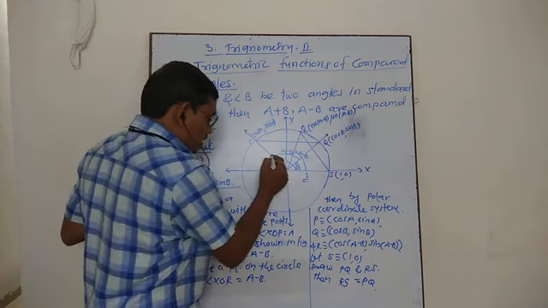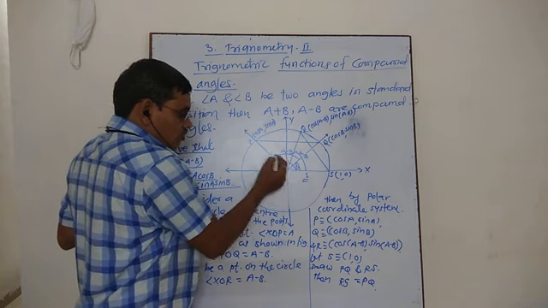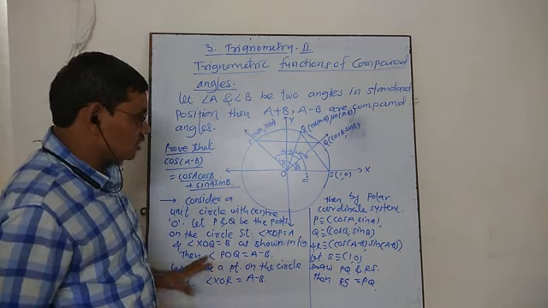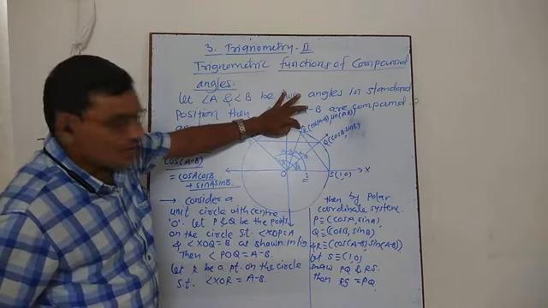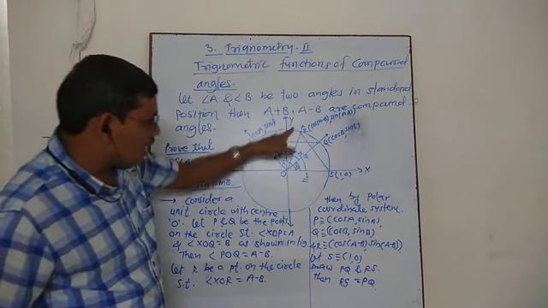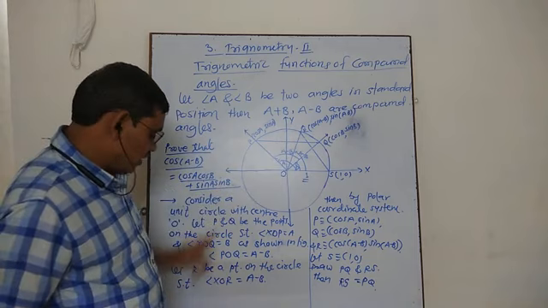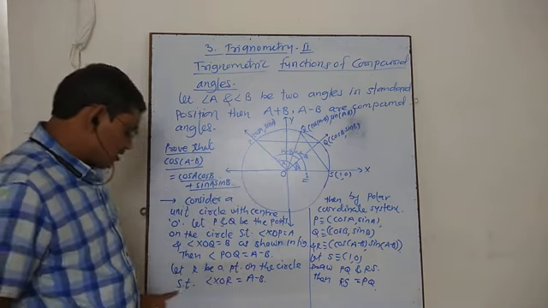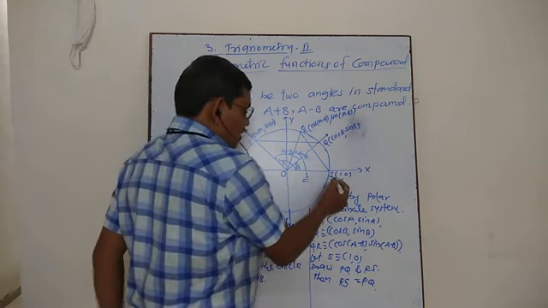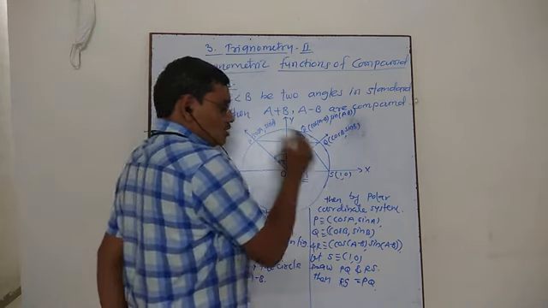Then this angle POQ is the difference of two angles A and B. So angle POQ is A minus B. Now we take point R on the circumference of the circle such that angle XOR is also A minus B, same as this angle. Okay. Consider the point S on x-axis whose coordinates are 1, 0. So this point is on the circle also.